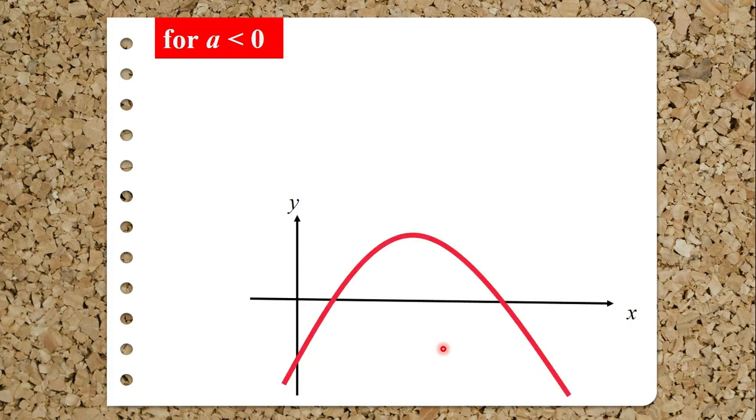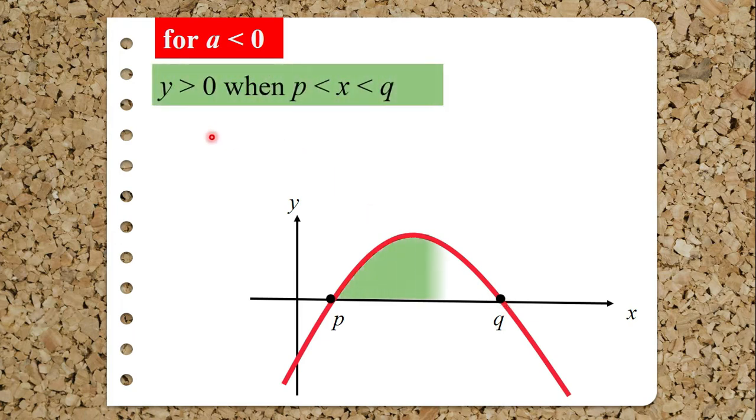Okay, a less than 0 gives a maximum graph. As we know, the shape is a maximum like this, and P and Q are the x-intercepts. So if the question asks you to find y more than 0, the location on the graph is between P and Q. x is more than P, less than Q.